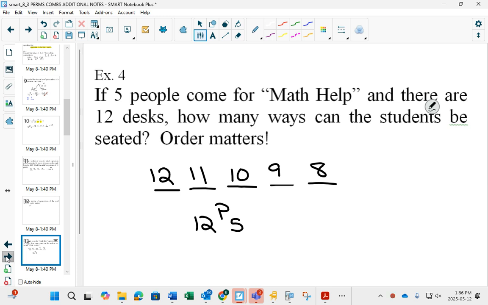So the place where the permutation formula becomes nice is if you were like, well, Mr. Jerry, you have 32 desks in your class. What if 12 people come for math help? Well, that's a lot of spaces and a lot of numbers to write. It might be way faster to write 32p12 than it would be to write out all the spaces. So there's a nice place for the formula as well.